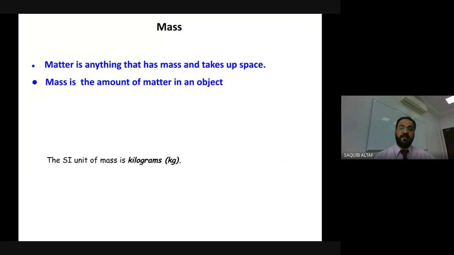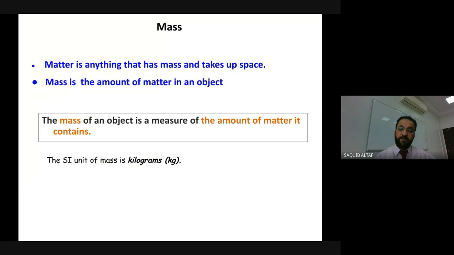Then we can say that mass is the amount of matter in an object. How much matter is there in any object, that is the mass of that object. So the mass of an object is a measure of the amount of matter it contains. And the unit of mass is kilograms. We can measure the mass in kilograms, as well as many other units, grams also, milligrams, etc. But the basic SI unit of mass is kilogram.